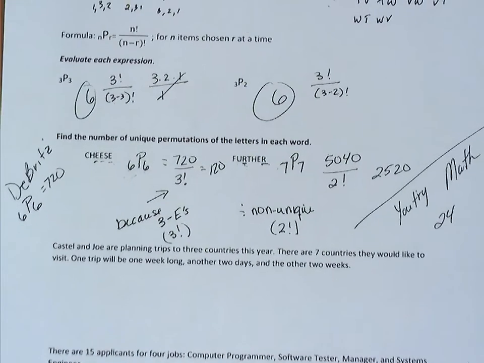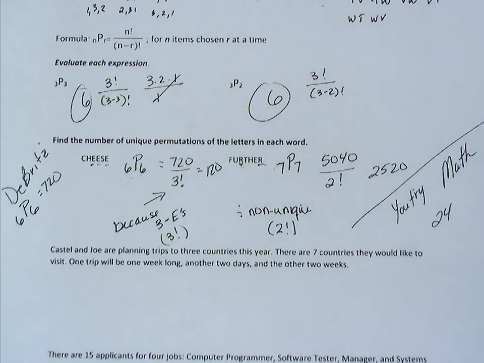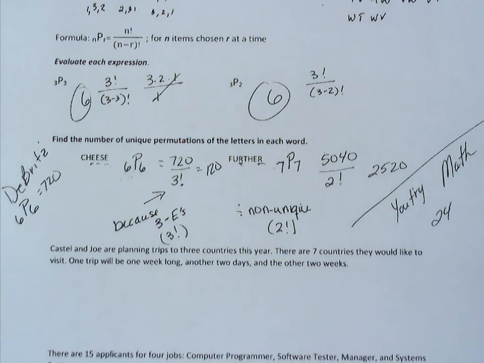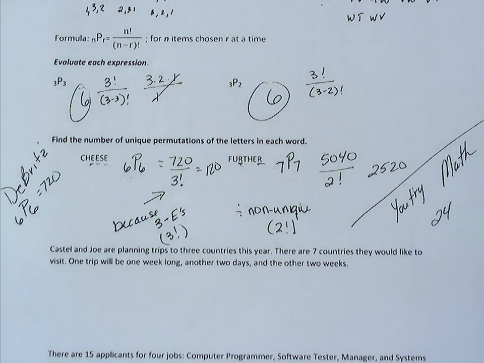Okay. So, Costello and Joe are planning trips to 3 countries this year. They have 7 countries they would like to visit. One trip will be 1 week long, another 2 days long, and another 2 weeks. And we have to figure out what all their options are. Okay, so here's the thing. I have to make adjustments for the fact that I have different time lengths I'm taking these trips. So that's where the order matters, right? Which one am I going to assign 1 week? Which one am I going to assign 2 days? Which one am I going to assign 3 days?